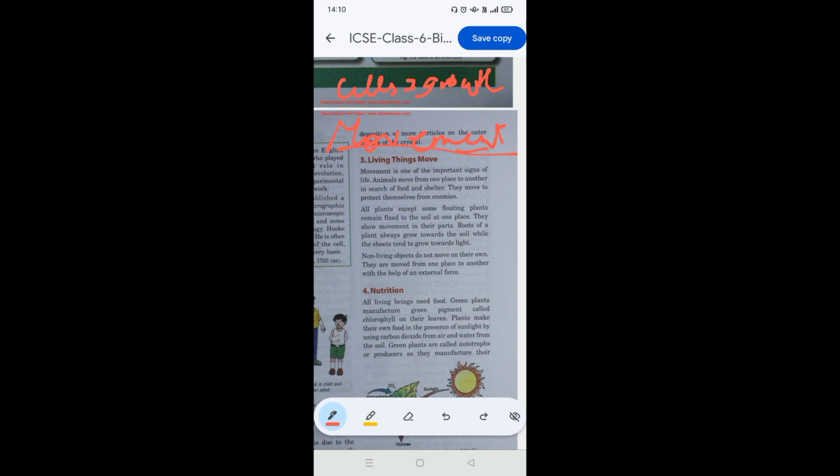Movement is one of the important signs of life. Animals move from one place to another in search of food or shelter. They move to protect themselves from enemies. All plants, except some floating plants, remain fixed to the soil at one place. Plants cannot move from one place to another, whereas they can show movement in their own bodies, in their parts. Roots of a plant always grow towards the soil, while the shoot tends to grow towards light.